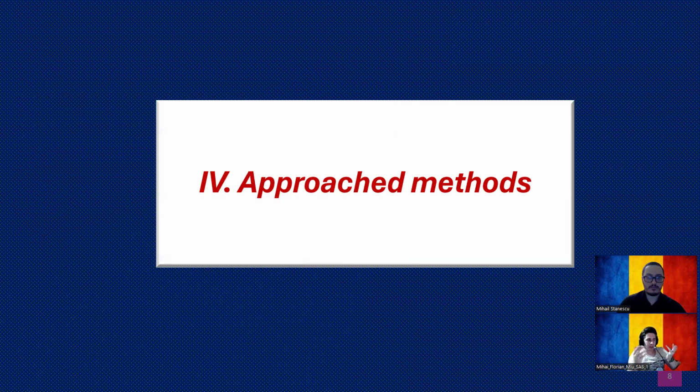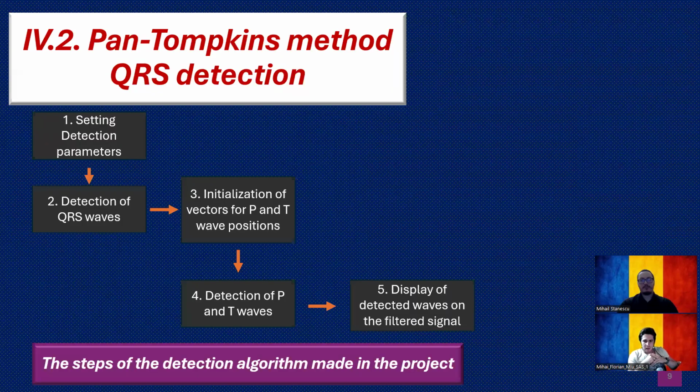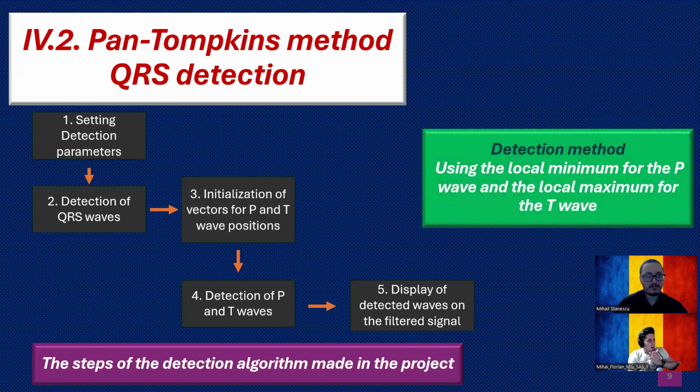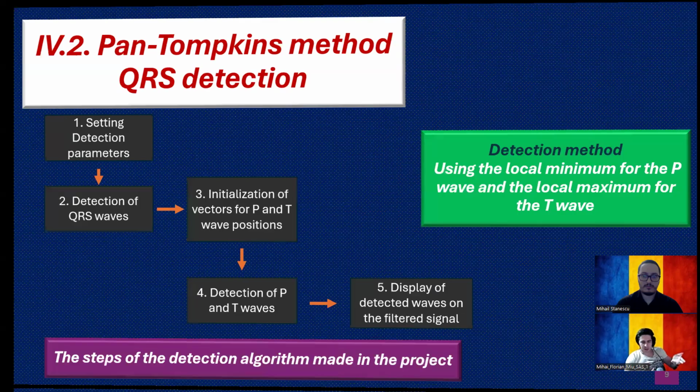We approached some methods, and the methods are the Pan-Tompkins method, QRS detection, with the setting of detection parameters, then the detection of QRS waves, initialization of vectors P and T from the waves, and the detection of P-T waves, followed by the display of detected waves on the filtered signal. This is the basic detection method.